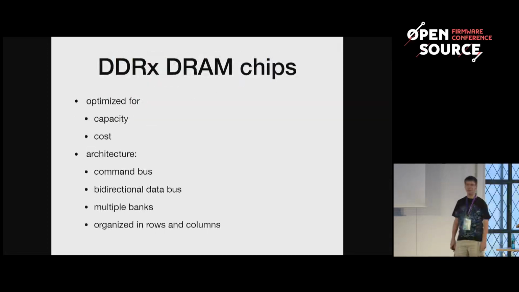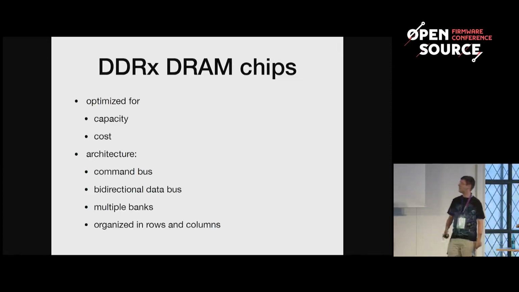So let's look at the DDR RAM chips. Basically, those are optimized for capacity and cost. So a rather big amount of memory, but in the design they had to cut some corners to bring the cost lower. And basically in the architecture, you have a command bus to send commands to the device. You have a bidirectional data bus. Basically, you have the same 64 or 72 bits for one memory DIMM to read and write data.